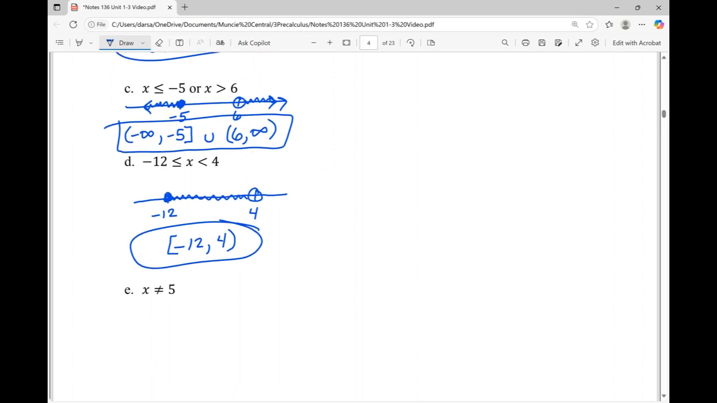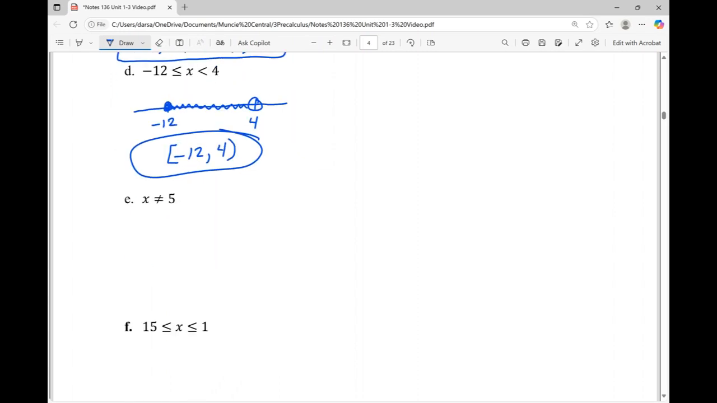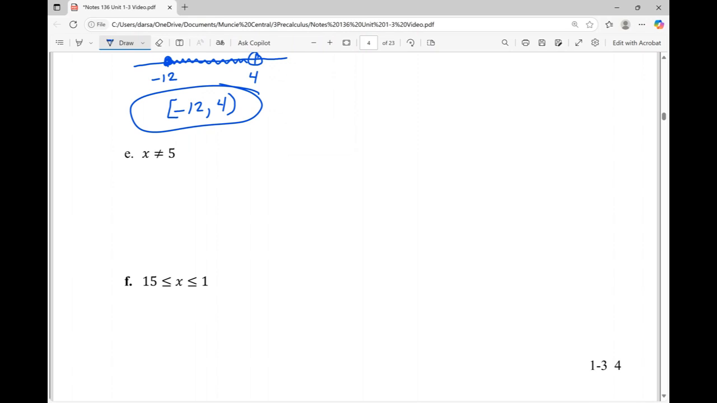All right, now this one's a little tricky, but it will come up on occasion. So how do I graph everything except 5? Every number except 5. That's what x is not equal to 5 means. It means you can't be 5, but you can be anything else.